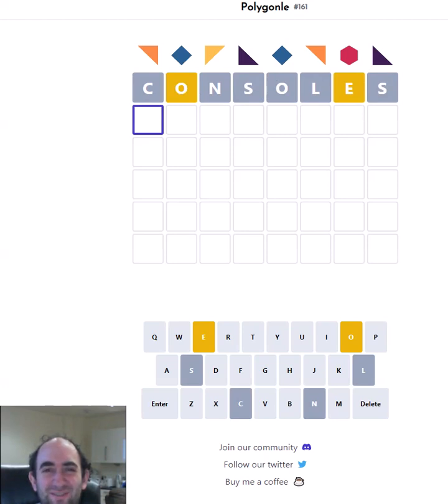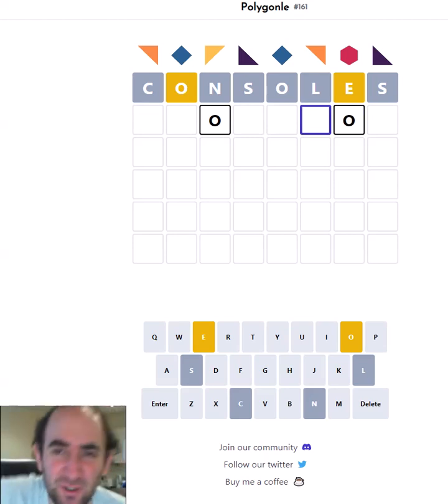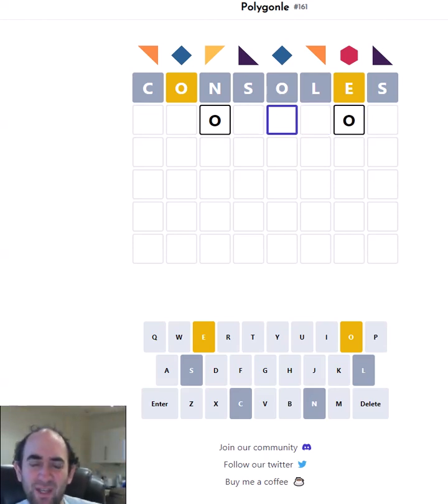Oh, so there isn't even a single S. That's going to make things more difficult. Now we've got a grey O here, so I know that there is exactly one O in the word, which has to be either here or here, because those are the two unrepeated letters.